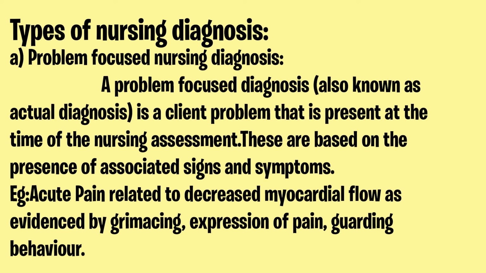Types of nursing diagnosis. There are about 5 types of nursing diagnosis: problem focused, risk related, health promotion, syndrome diagnosis and possible nursing diagnosis. Let's have a brief explanation for each. First one, problem focused diagnosis, also known as actual diagnosis, the problem which the patient is existing with. For example, acute pain related to decreased myocardial flow as evidenced by grimacing, expression of pain and guarding behavior.